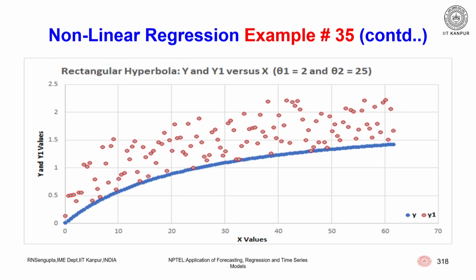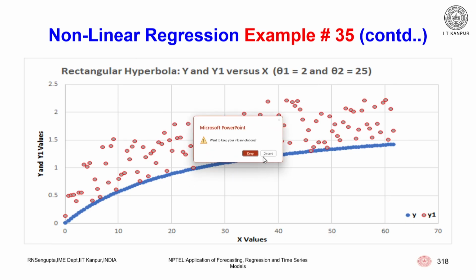Now, to make our life simple, I have considered the error to be uniform discrete. Obviously, you can change it to normal distribution also. There is no hard and fast rule; depending on what assumptions you are considering, you will choose that, but to keep our discussion simple, we have kept it this way. If I go to the data set in the Excel sheet, we will first see the first model, the rectangular hyperbola, plotting y and y1 versus x, considering theta 1 as 2 and theta 2 as 25, how it looks and how we can change it.